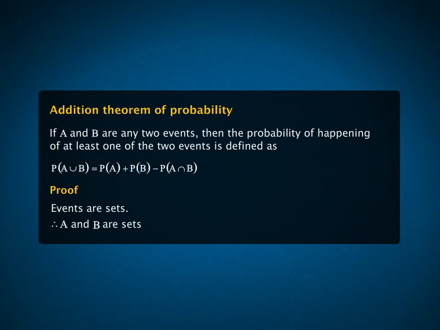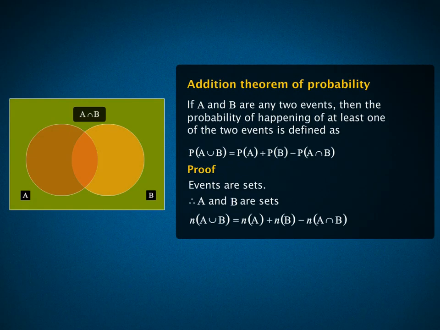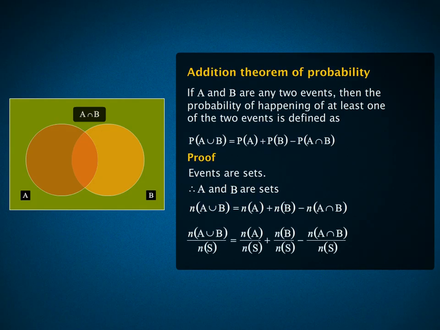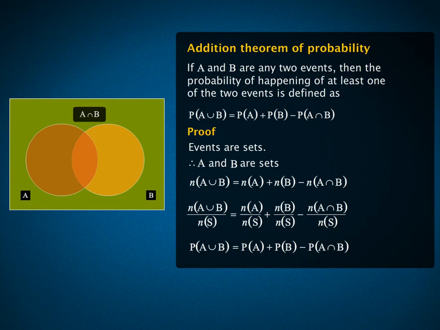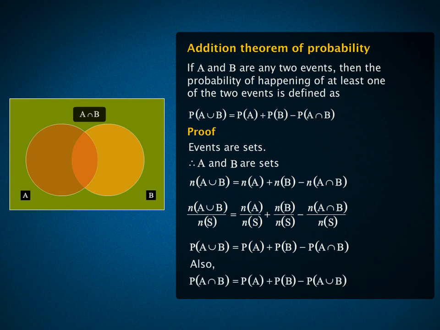We know that events are nothing but sets. From our knowledge of sets, we know that the number of elements in the set A union B is given by the number of elements in the set A plus the number of elements in the set B minus the number of elements in the set A intersection B. Now, divide this equation by the number of elements in the sample space S. This expression, by definition of probability, gives us the addition theorem of probability. We can also rewrite it differently as shown.